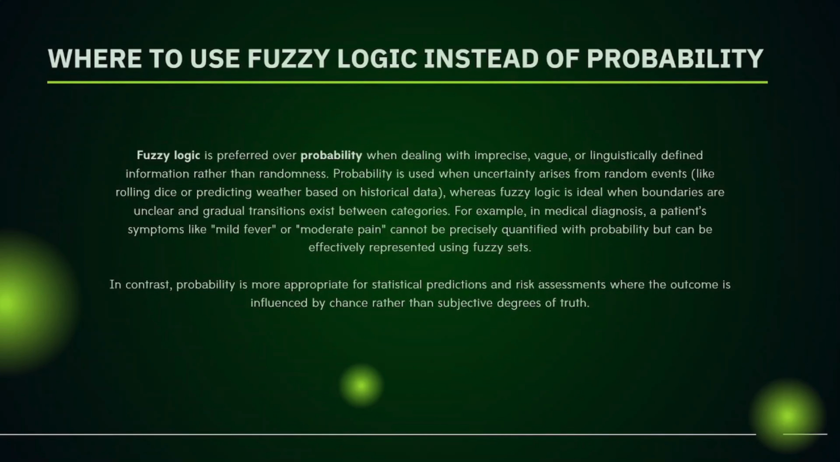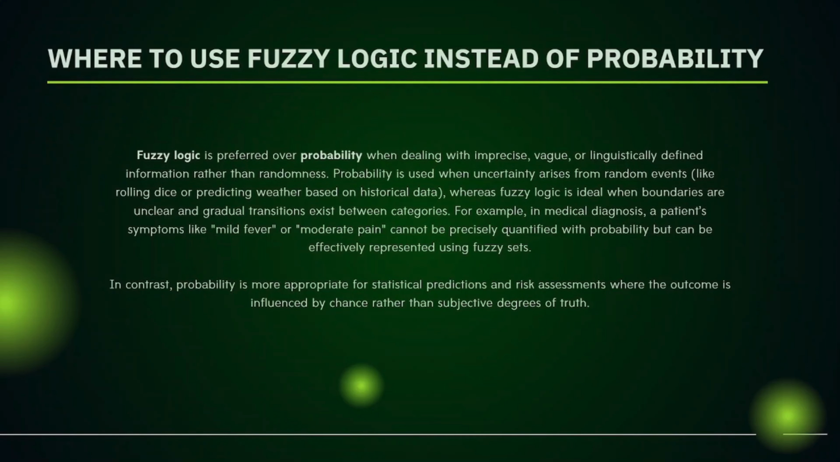So, for example, we take an example in order to have a better understanding. In medical diagnosis, a patient's symptoms, like mild fever, moderate pain, cannot be precisely quantified with probability, but can be effectively represented using fuzzy sets. We can say that what is mild fever, what is moderate pain, is somewhere in between 0 and 1. Is it very painful, not painful, averagely painful? But there is nothing to do with probability because we are certain about this patient having a moderate pain.